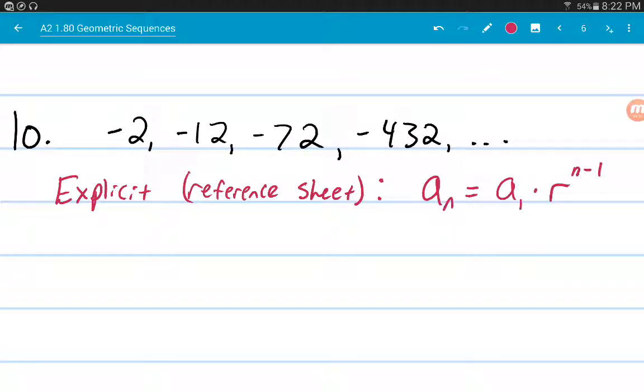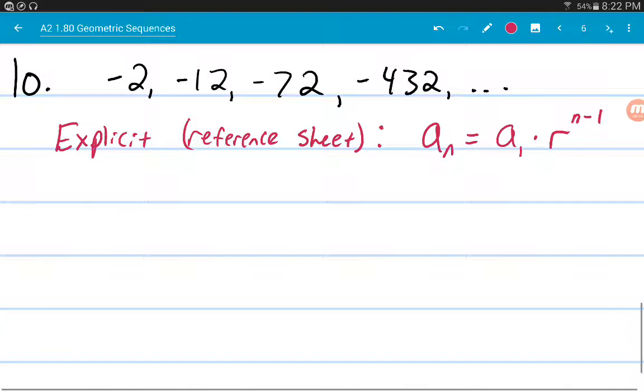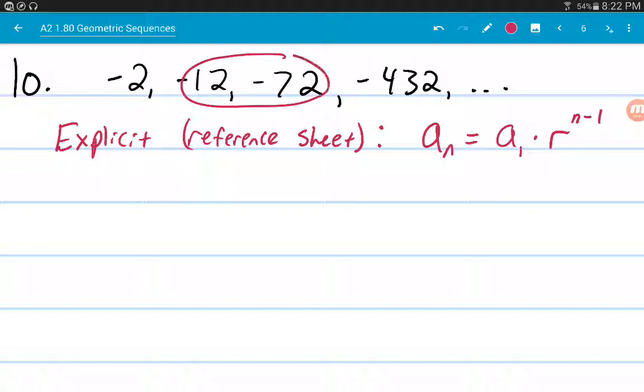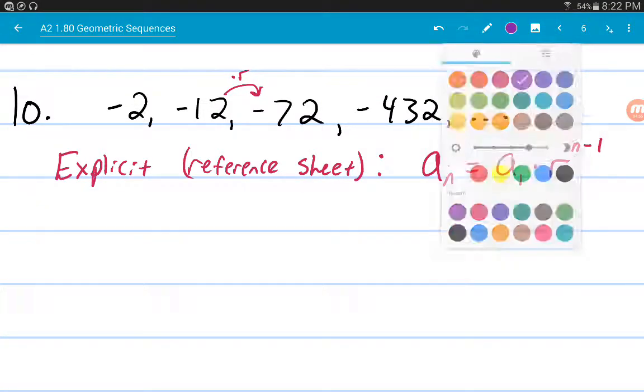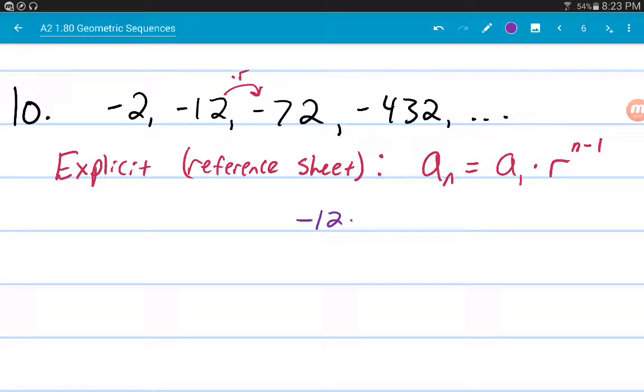That's not arithmetic. We must be multiplying by something. So the question is, what are we multiplying by? Well, if you want to find this out and you're not sure, you can take any 2 terms and think of it like this. To get from negative 2 to negative 72, we multiplied by r. That's what r is, the multiplier. So therefore, negative 12 times r must be equal to negative 72.